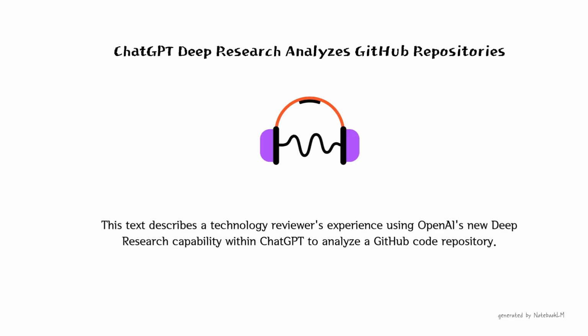Because today, we're diving into something new from OpenAI's ChatGPT. It's called deep research, and specifically, its ability to analyze entire GitHub repositories. Now, for anyone maybe less familiar, GitHub is basically the big online hub where developers keep their code and collaborate. It's like cloud storage plus a meeting room for software projects, and a repository, or repo, is just one specific project space on GitHub.